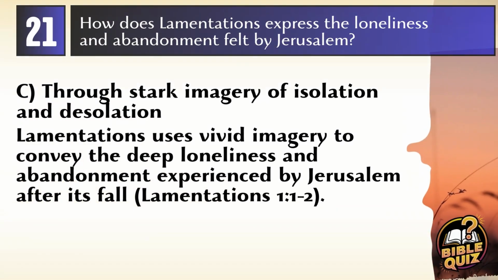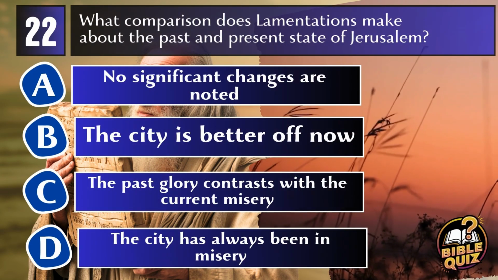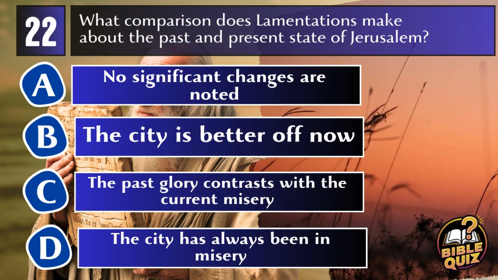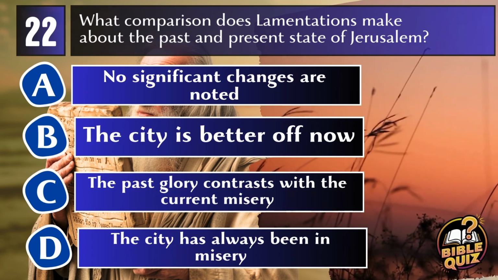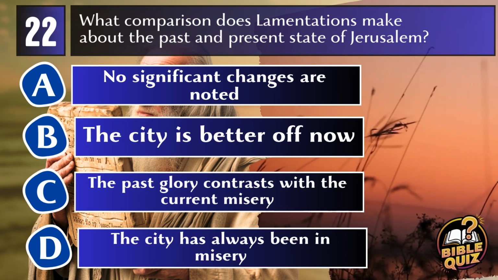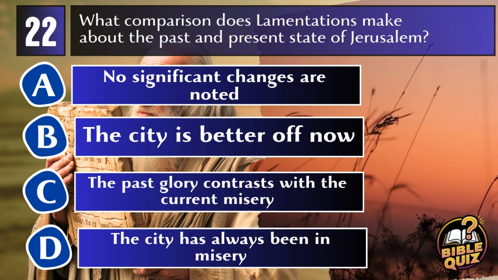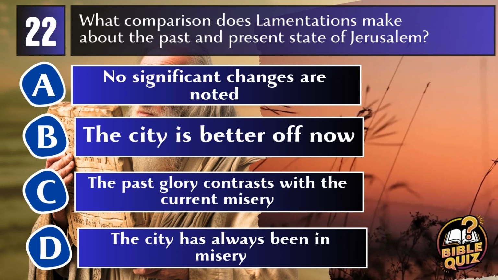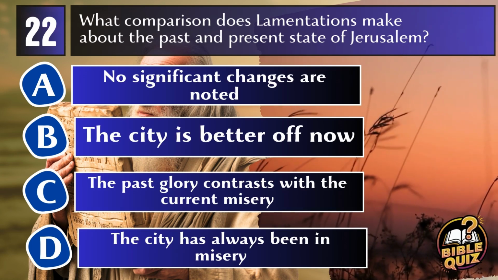Answer: C. Through stark imagery of isolation and desolation. The book uses vivid imagery of isolation, abandonment, and desolation to express the deep loneliness felt by Jerusalem after its fall. Lamentations 1:1-2. Question 22. What comparison does Lamentations make about the past and present state of Jerusalem? A. No significant changes are noted. B. The city is better off now. C. The past glory contrasts with the current misery. D. The city has always been in misery.